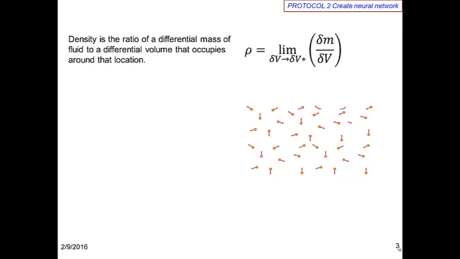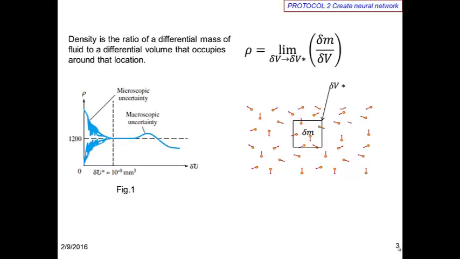The density, at a given location of a fluid, is the ratio of a differential mass of fluid to a differential volume that occupies around that location. The differential volume must be close to a limit of 10 to the power minus 9 mm³. If the sample size is less than this limit, the microscopic uncertainty will affect your density measurement.